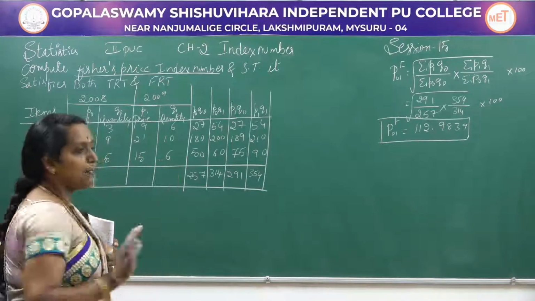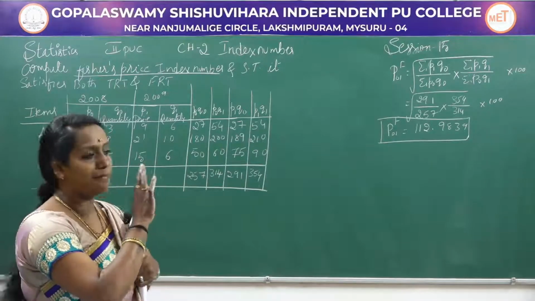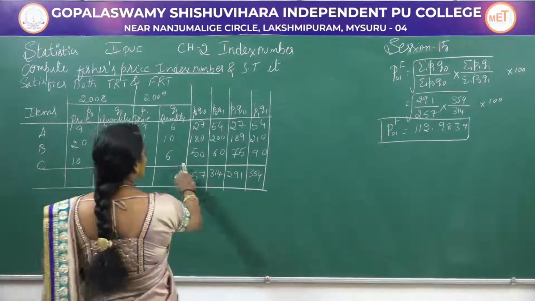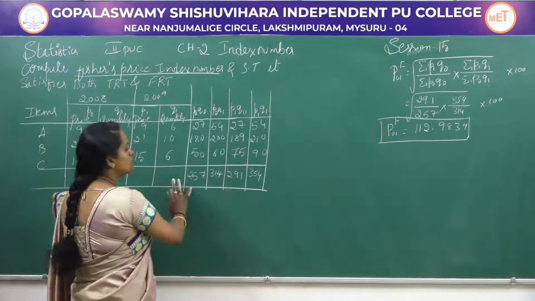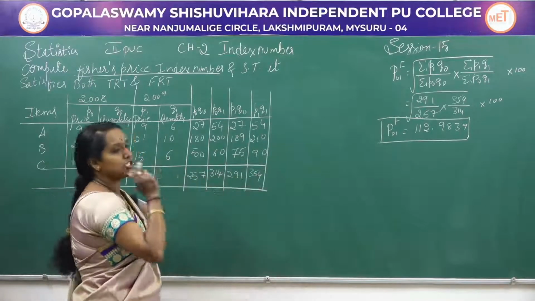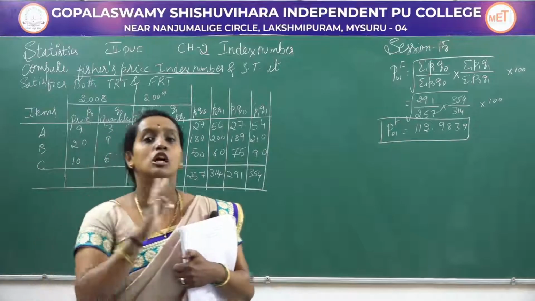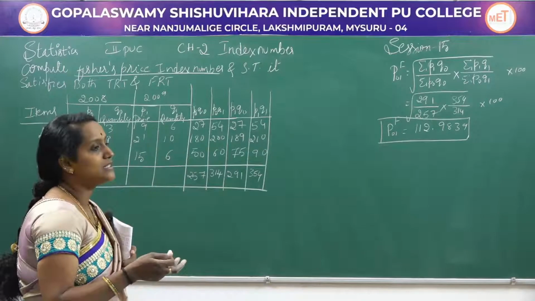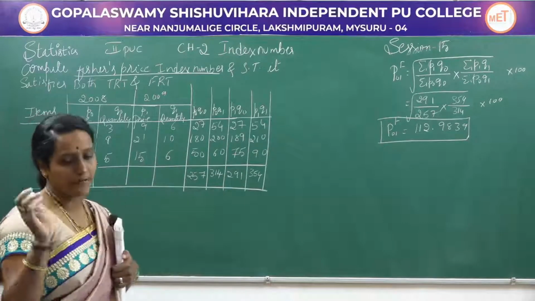So this completes the table and Fisher's part, and up to this you will get 6 marks. Each table value carries 1 mark, so that is 4 marks. Fisher's formula carries 1 mark and Fisher's answer carries 1 mark. Totally it will be 6 marks. Next part is to show both TRT and FRT.